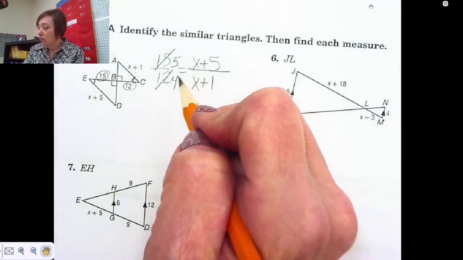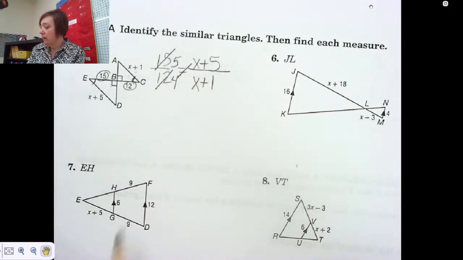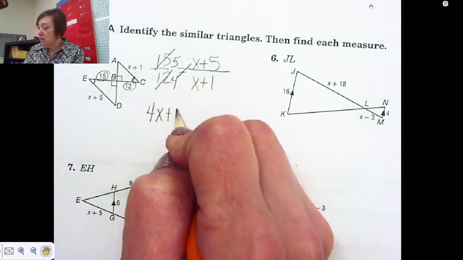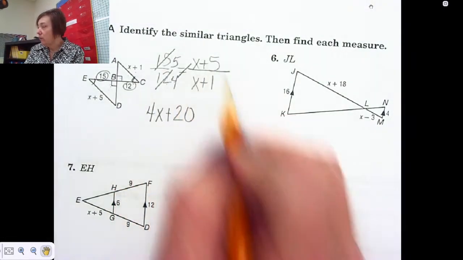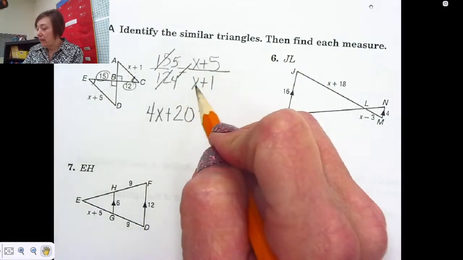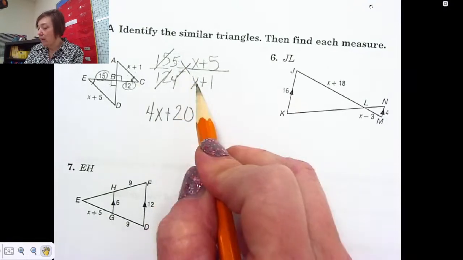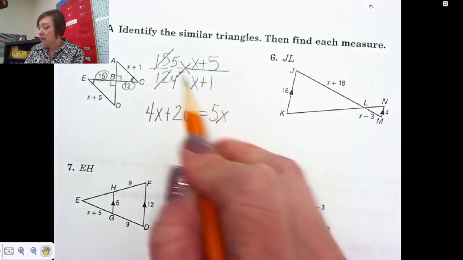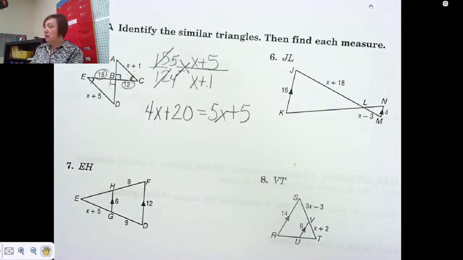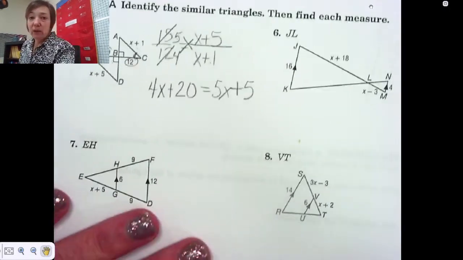So we're going to do 4 times x plus 5. So it's going to be 4x plus 20, because we do 4 times 5. And then we're going to do 5 times x plus 1. So 5 times x is 5x. 5 times 1 is 5. So now we have just a basic little equation to solve.